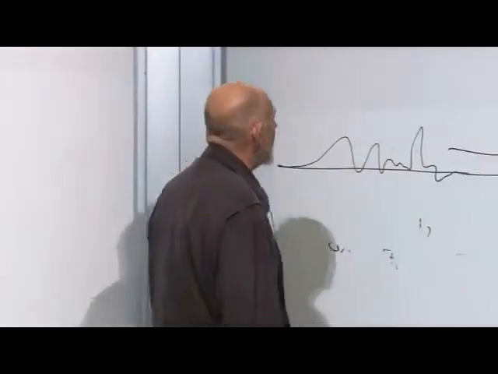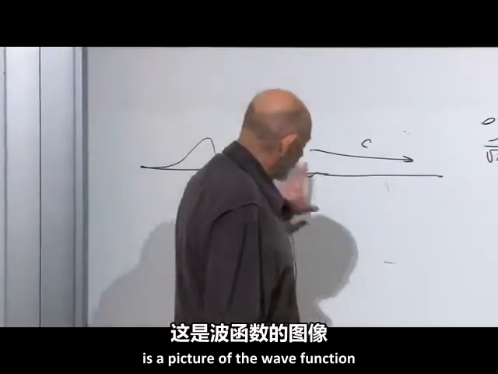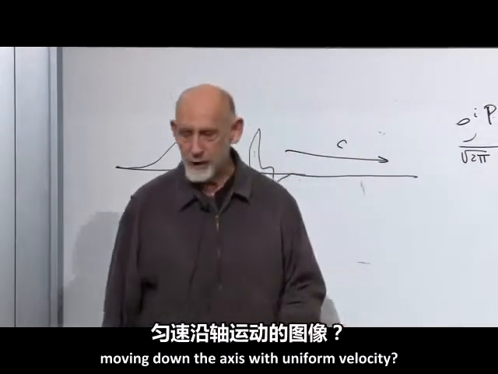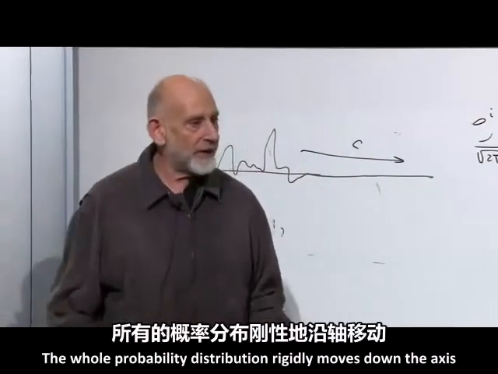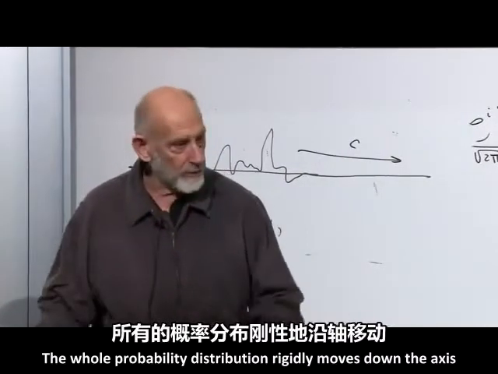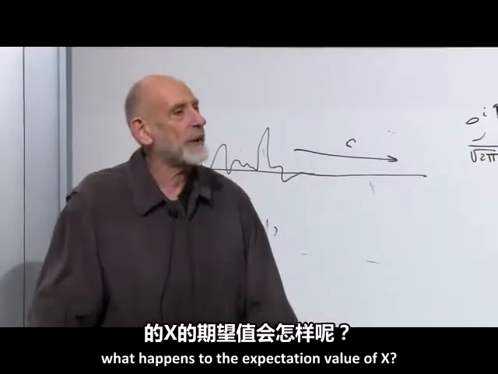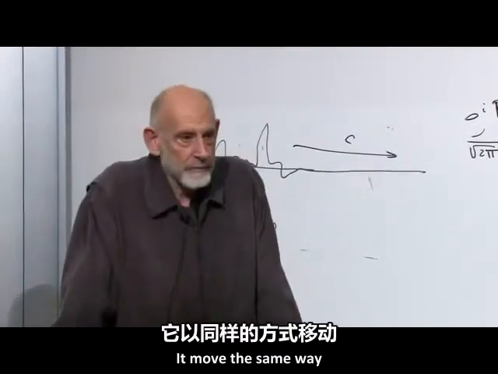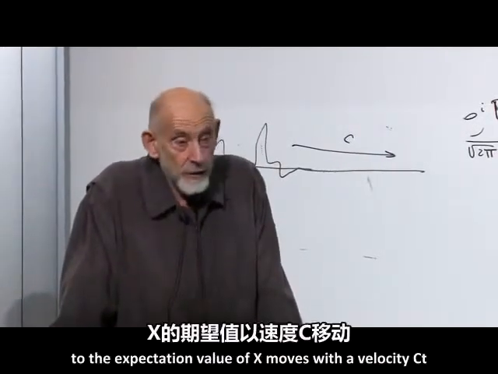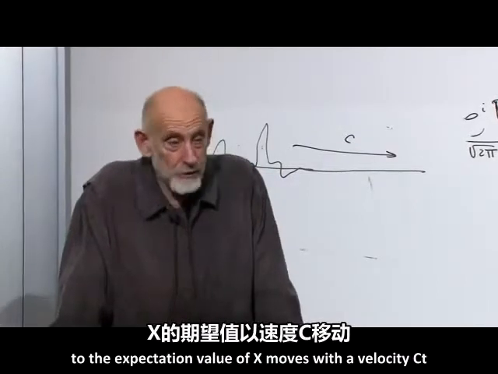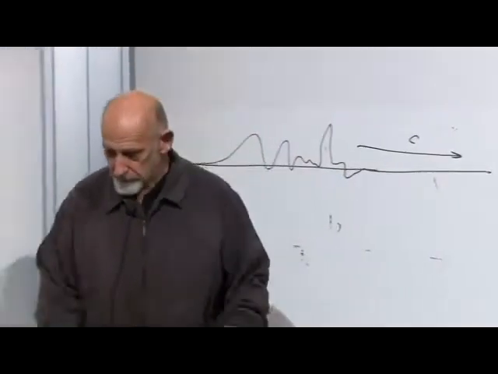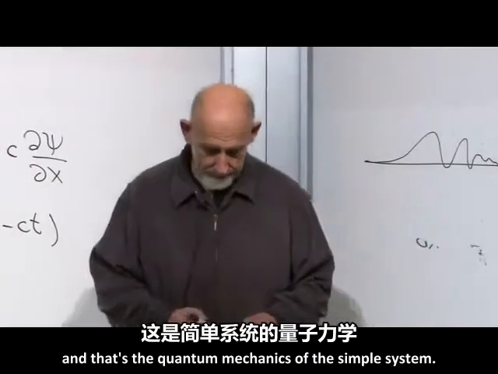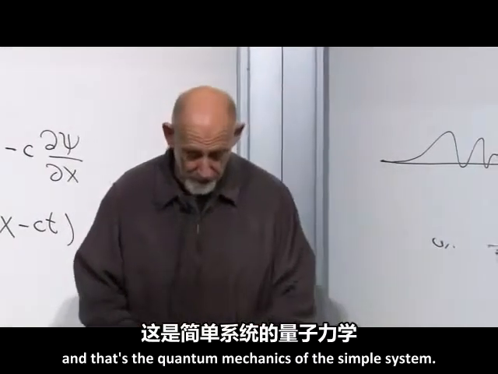What's important here is the picture of the wave function moving down the axis with uniform velocity. The whole probability distribution rigidly moves down the axis. What happens to the expectation value of x? It moves the same way. So the expectation value of x moves with velocity c. And that's the quantum mechanics of the simple system.